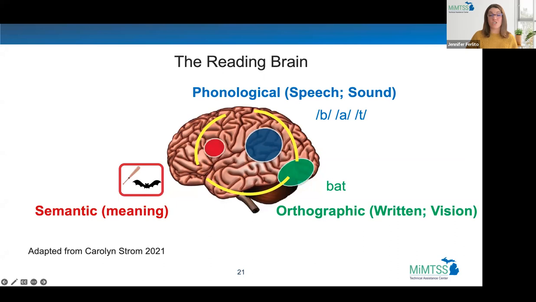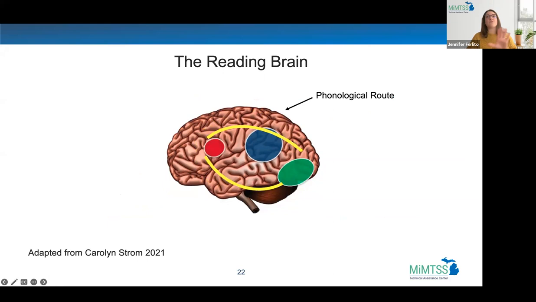strengthen these connections greatly. So the completed phonological route is your vision to semantic. And then the lexical route is your semantic area to your vision area. This is where that letterbox is built. It takes years for this to build for a typical reader. When the entire reading circuit is built and strengthened, this is where we have an automatic reader.